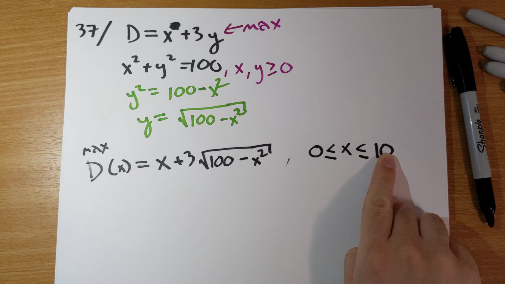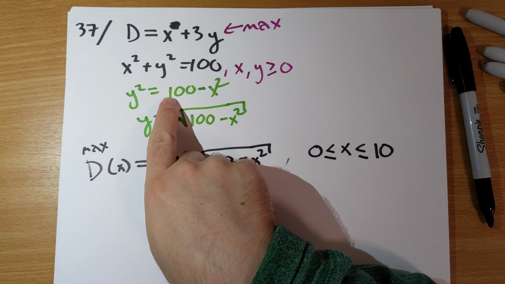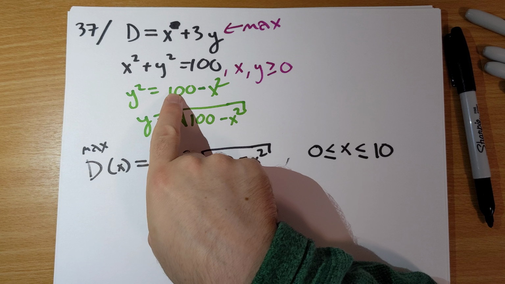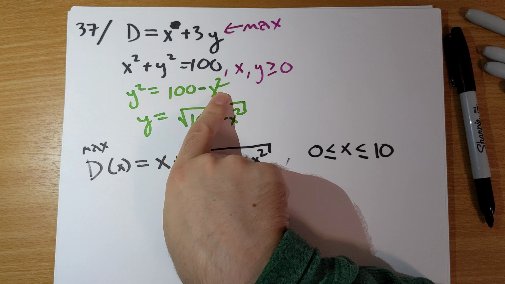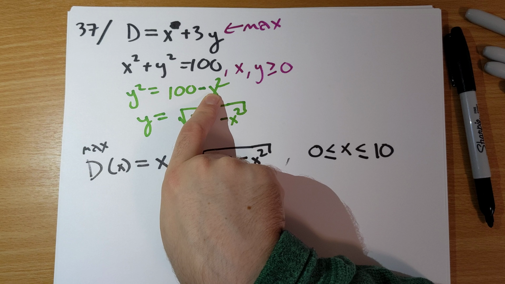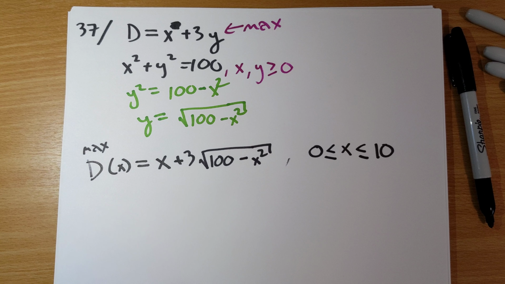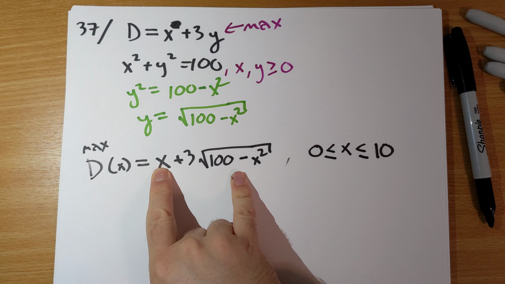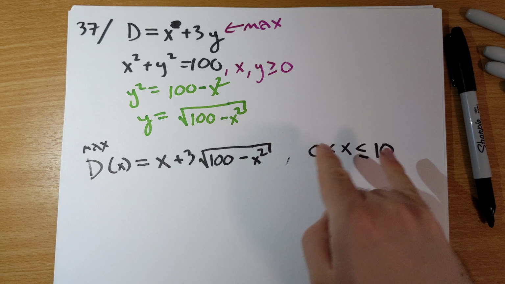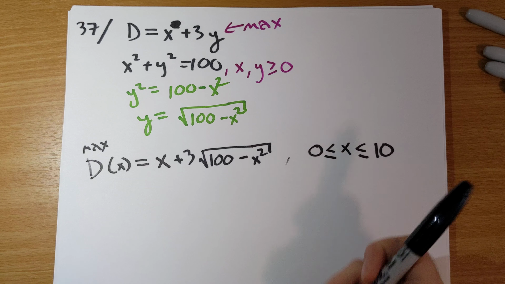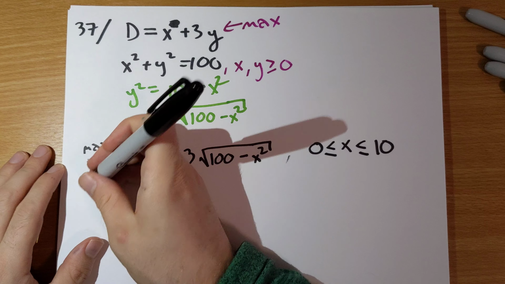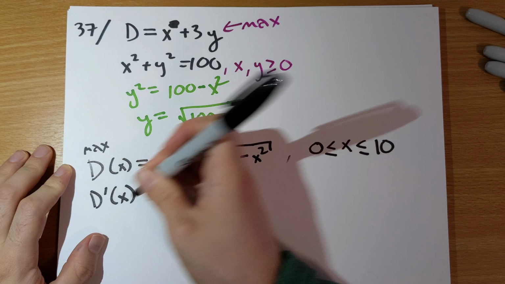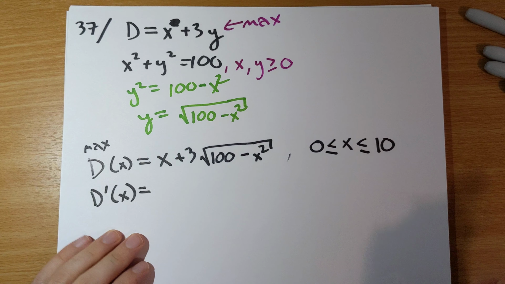If x is bigger than 10, then we're ending up here with y squared equal to 100 minus something bigger than 100. Y squared would be negative. That can't happen. And so these are going to be our bounds. So this is our goal. We want to maximize d of x equal to this function on this interval. So we know I have to check endpoints. Let's also look for critical points.